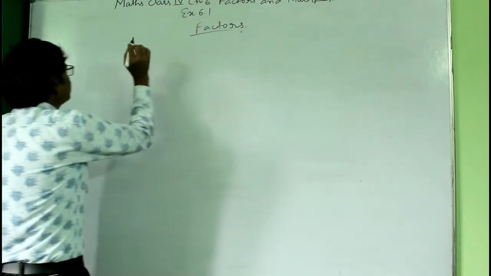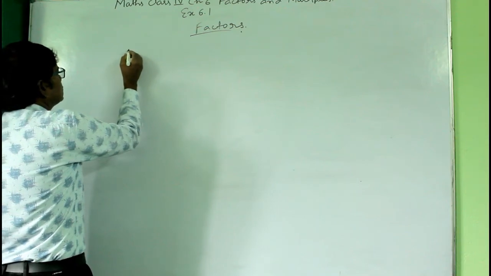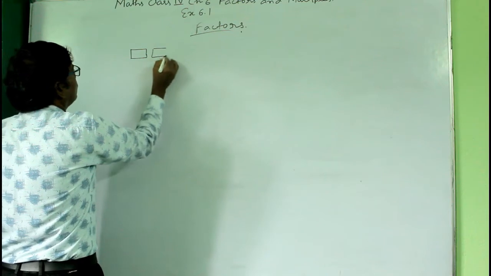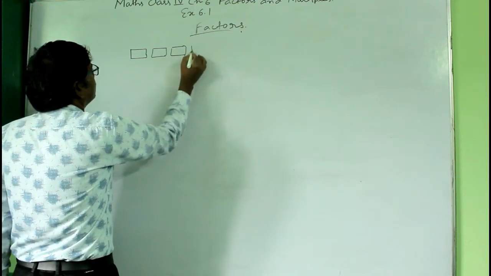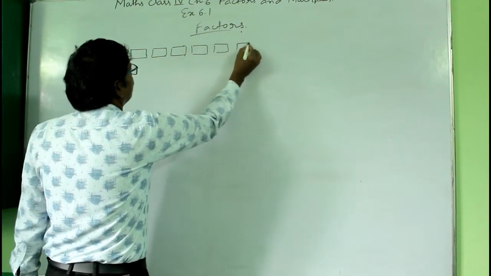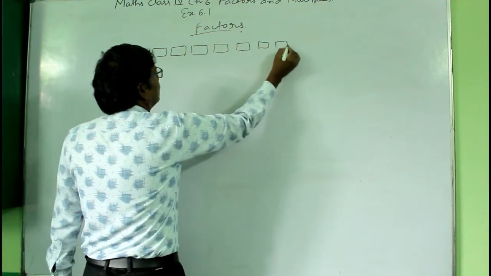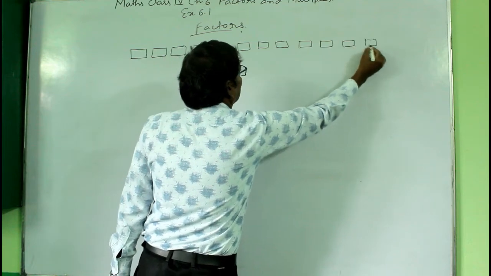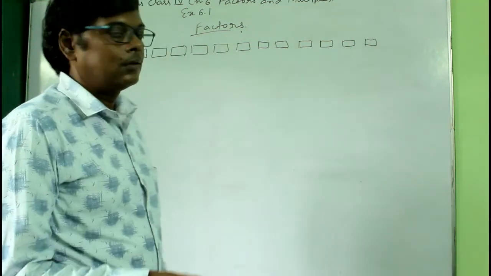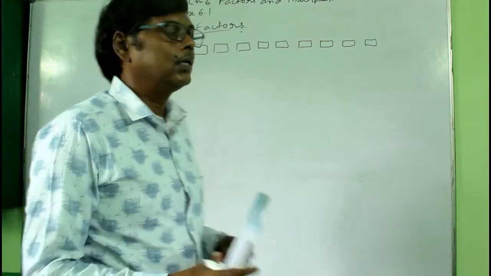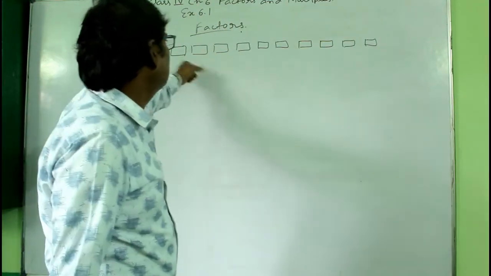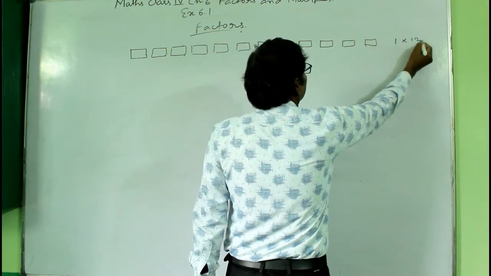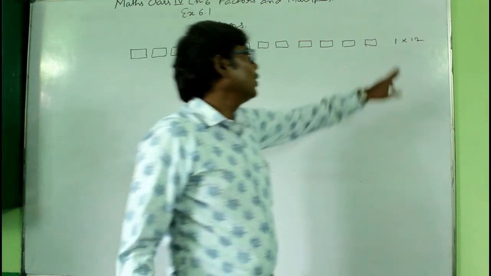So, for example, chocolates. Suppose 12 chocolates are there. 1, 2, 3, 4, 5, 6, 7, 8, 9, 10, 11, and 12. Here I have arranged all the chocolates in one row. It has one row and 12 columns. So you can write that, one row, that is 1 into 12.